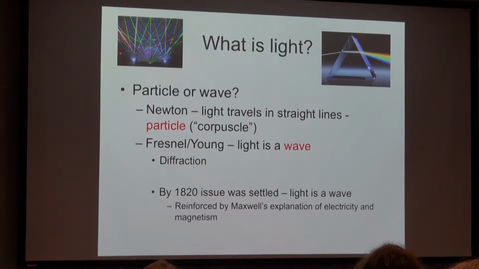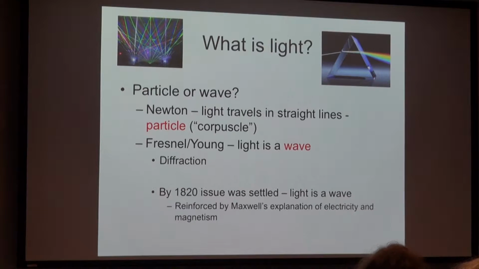So the question is, what is light? And there was this long-standing debate, was light a particle or was light a wave? So if you go back to Newton, Newton basically observed that, if I send light through, say, a prism, it bends, it comes back out. He learned about dispersion in different colors.